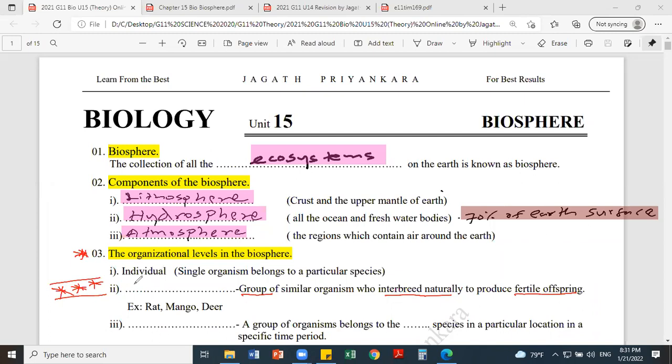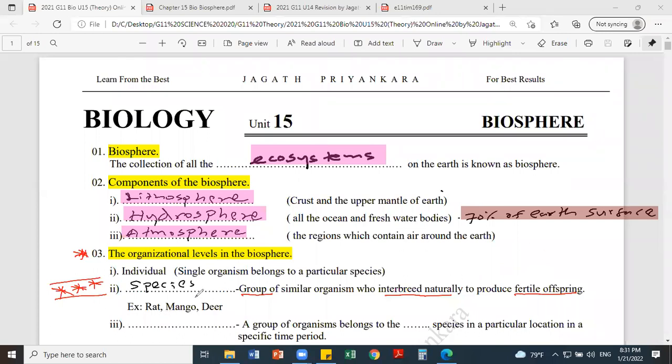I'll give one of the best examples. For any organism to be put into this species, they should be in that group. All the organisms in that group should be able to interbreed and should be able to produce the next generation, and that generation also should be fertile enough. They also should be able to reproduce.